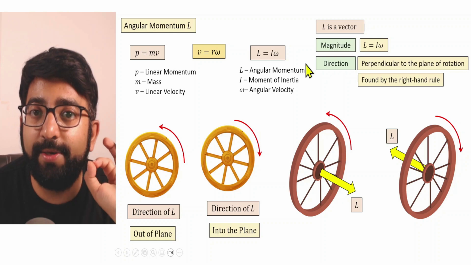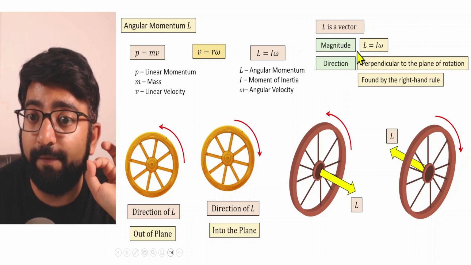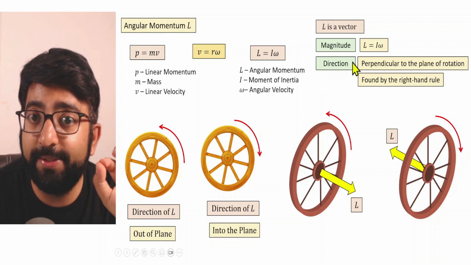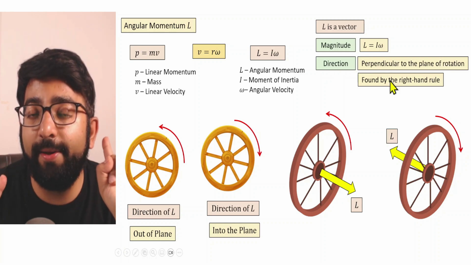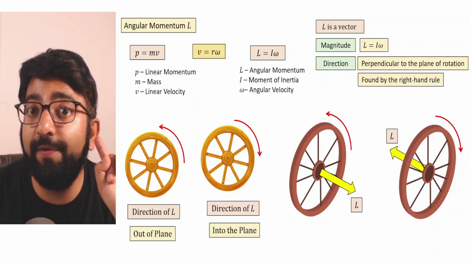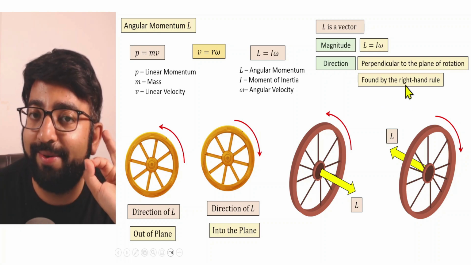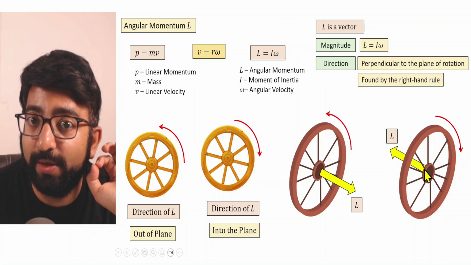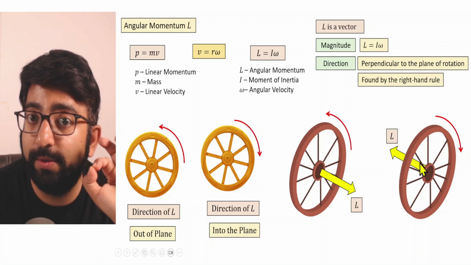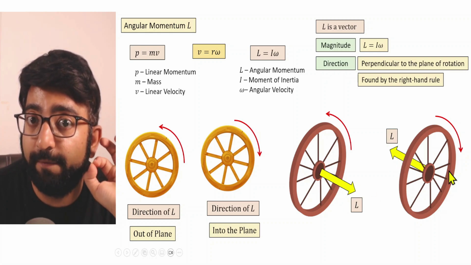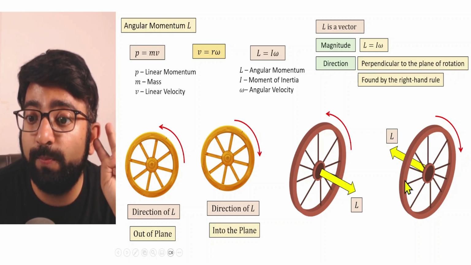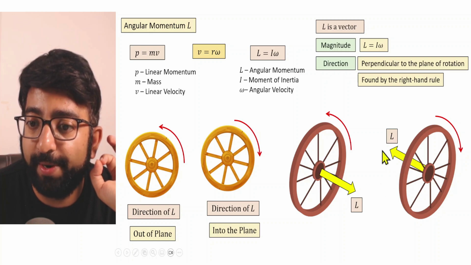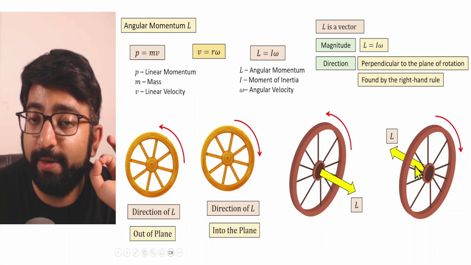So in an exam situation, if we are supposed to find the direction of angular momentum, just remember the basics. It is perpendicular to the plane of rotation, but there are two perpendiculars to the plane of rotation. How do we find that direction? That's found by the right hand rule. As you can see in the last two cases, we have drawn two arrows. Both those arrows are perpendicular to the wheel. So when we say perpendicular to the plane of rotation, there are two arrows possible pointing in the opposite direction, as we have seen in case 3 and case 4.